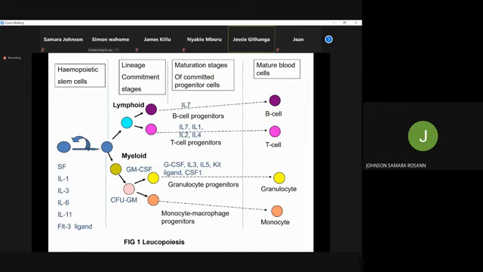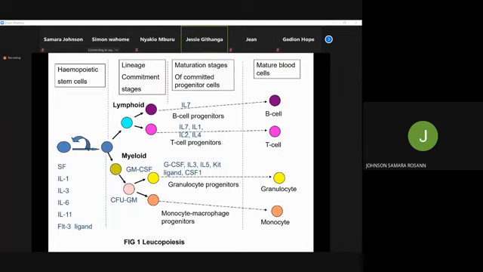So once the cell differentiates, it now gets committed into either the lymphoid or the myeloid, all right? So there's lineage commitment. Lineage commitment is important because if you don't have lineage commitment, the cell cannot now differentiate into lymphoid or myeloid. It will remain as a hemopoietic stem cell, a multipotent stem cell.